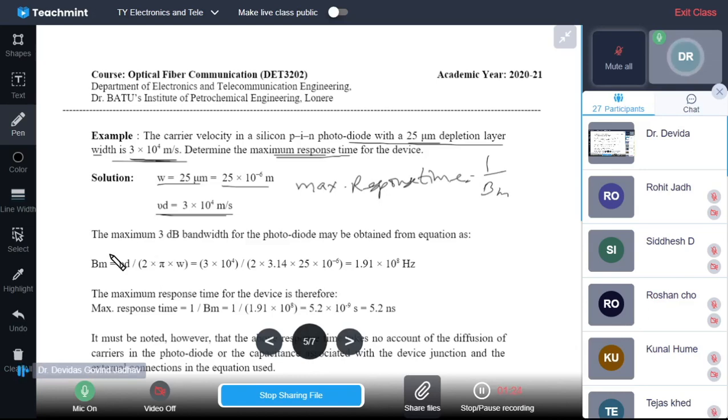So first we have to calculate Bm, that is the maximum 3 dB bandwidth of the photodiode. So Bm is either 1 upon 2 pi into T drift, or Vd upon 2 pi W. So the equation of Bm is 1 upon 2 pi into T drift, or Vd upon 2 pi W.